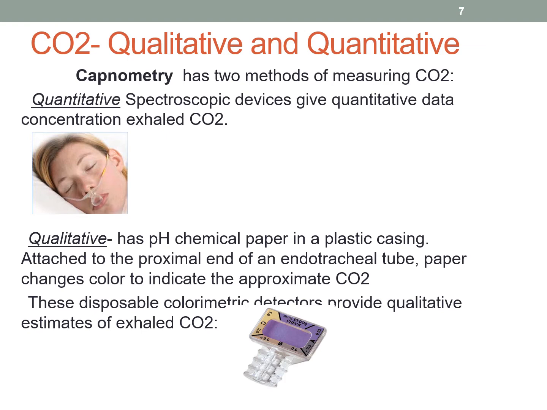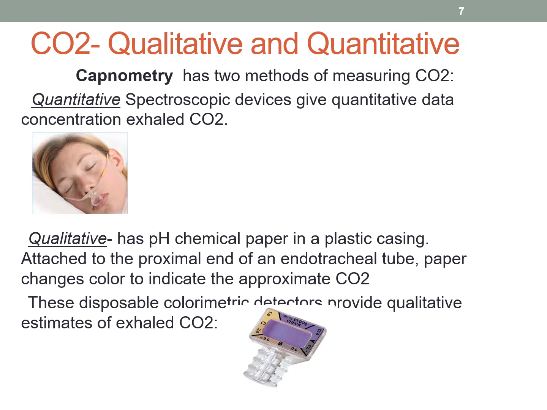Qualitative then is an example of like the little EasyCap or whatever you want to call it, the disposable device that we use that has the pH paper in it that can change color to approximate your CO2. So that's considered more qualitative.